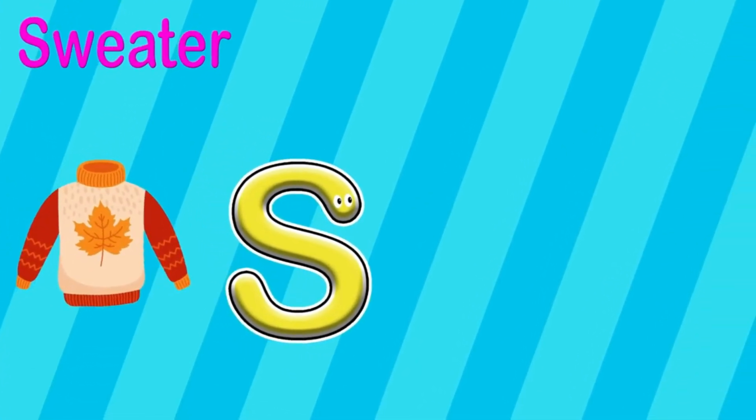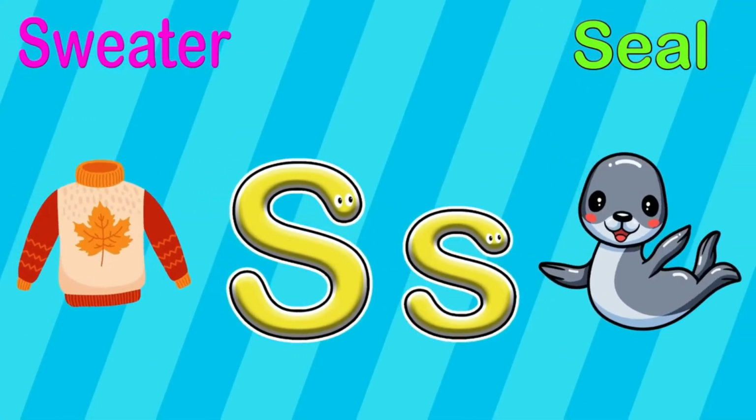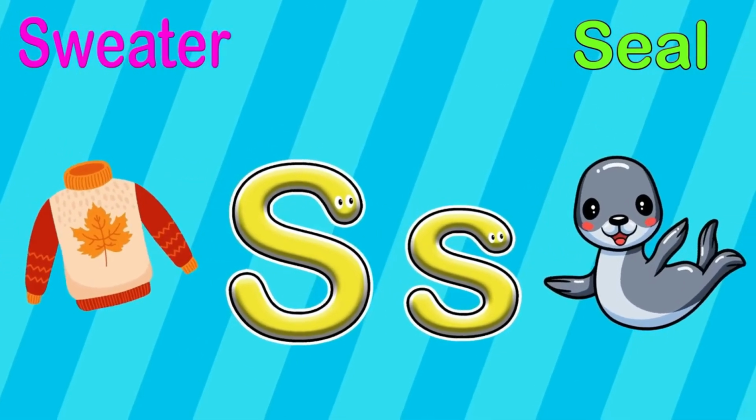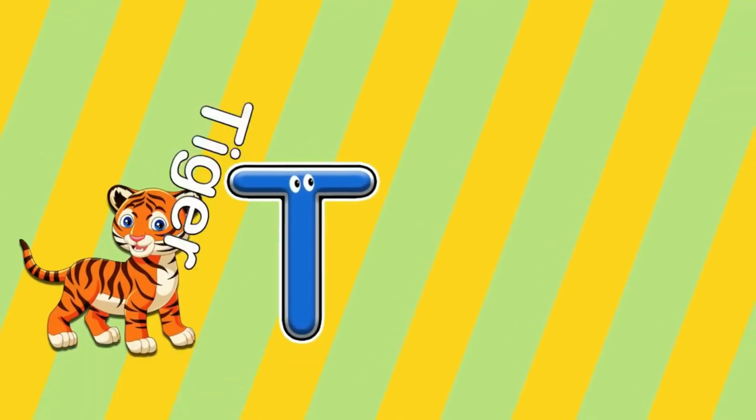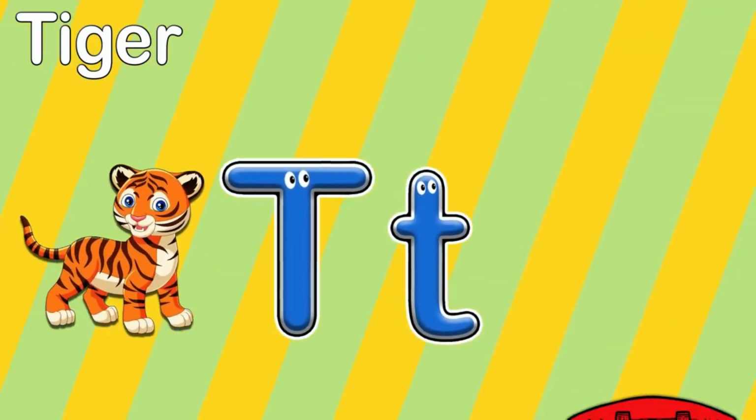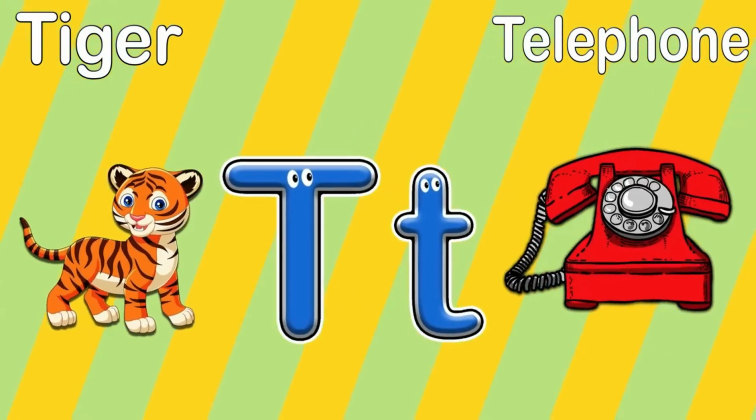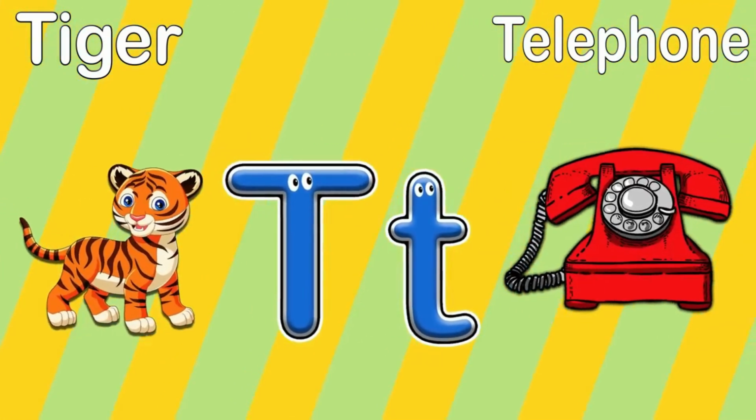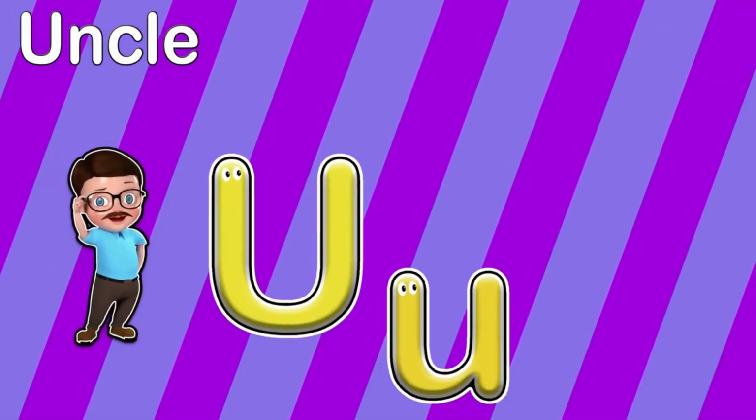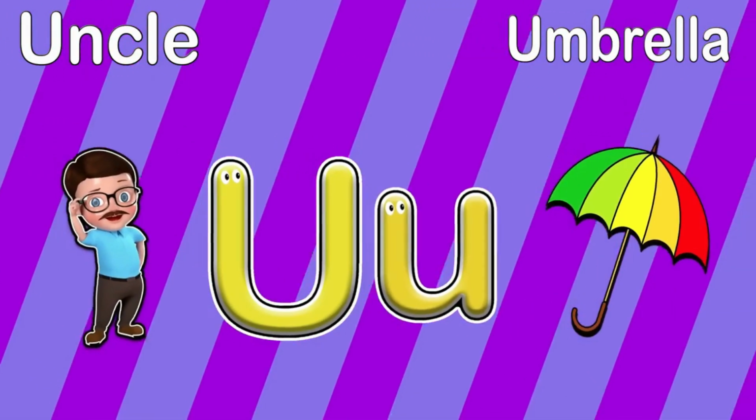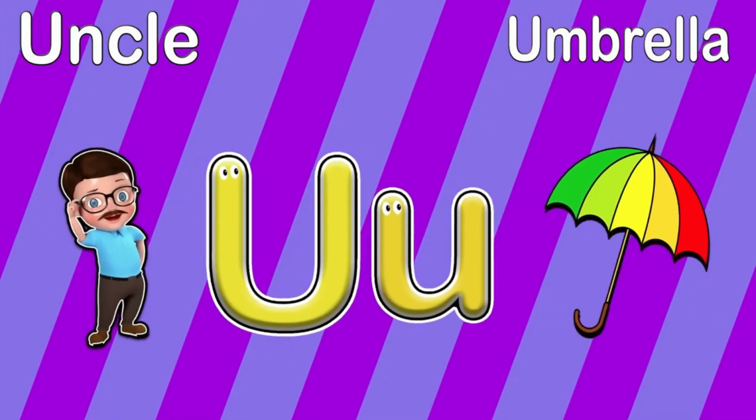S for sweater. S for seal. Seal and sweater. S, s, s. T for tiger. T for telephone. Tiger and telephone. T, t, t. U for uncle. U for umbrella. Uncle and umbrella. U, u, u.